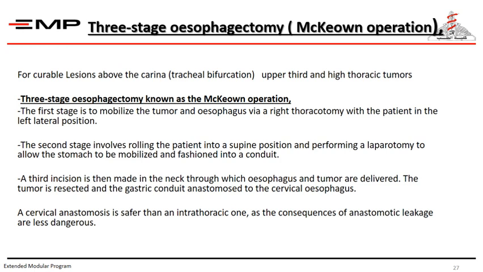The 3-stage is a curable, definite, radical operation. We open the abdomen, the chest, and the neck. In the abdomen and the chest, we can do associated lymphadenectomy to reach the radicality of the operation.